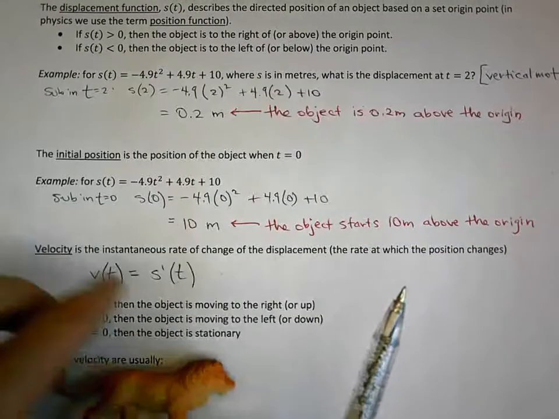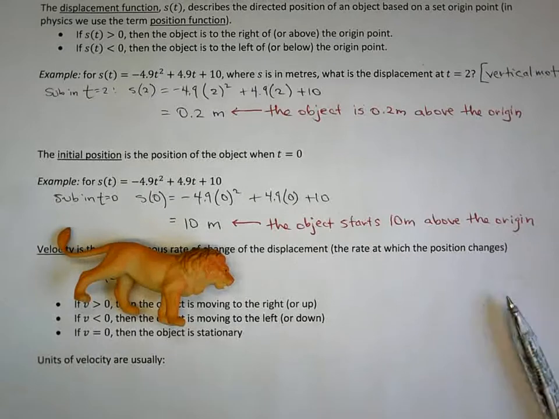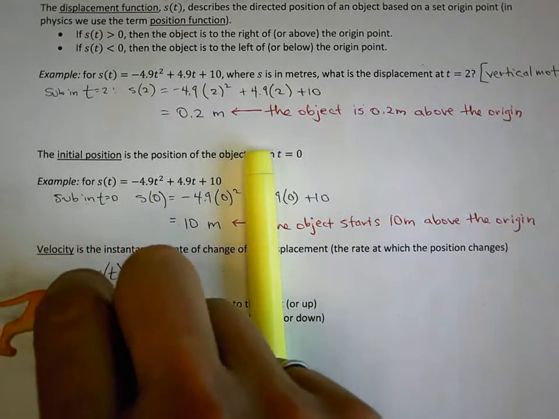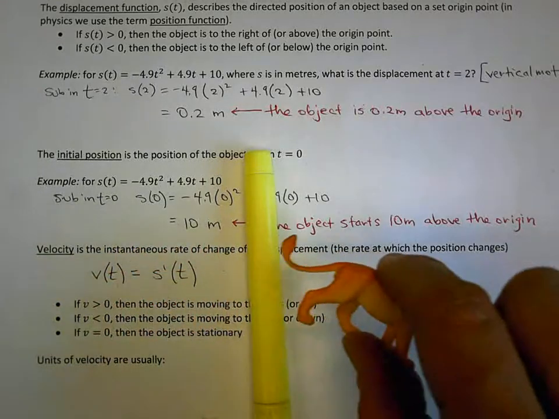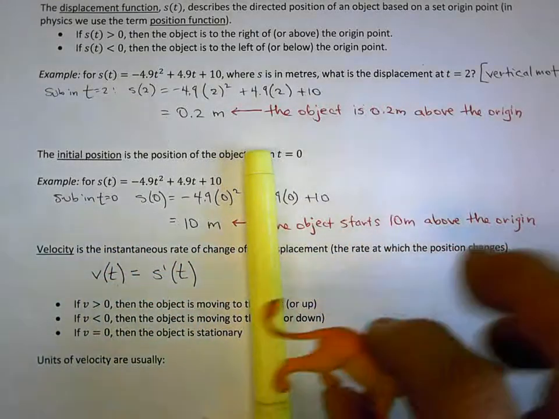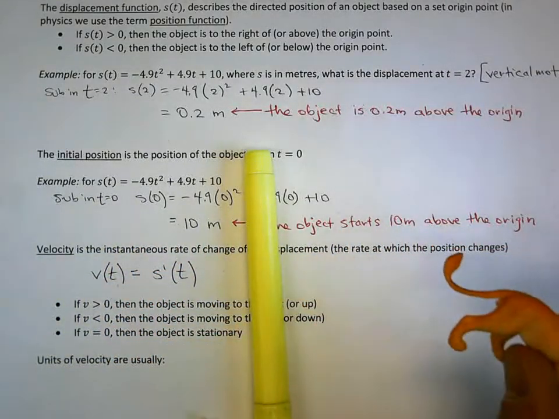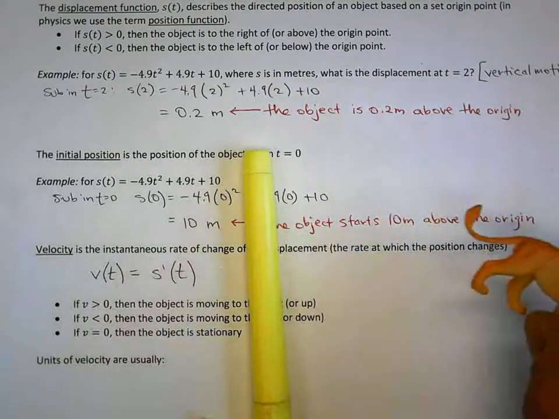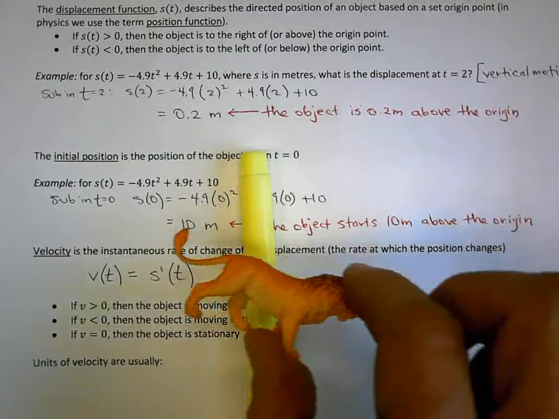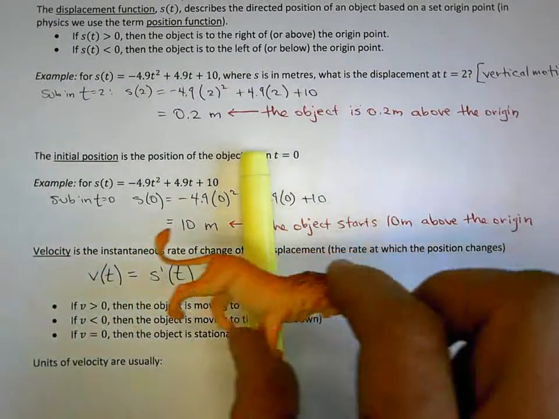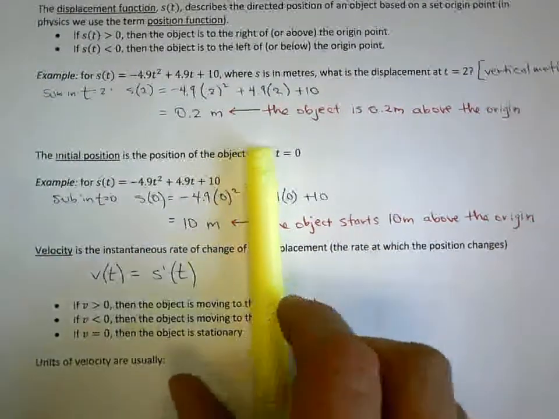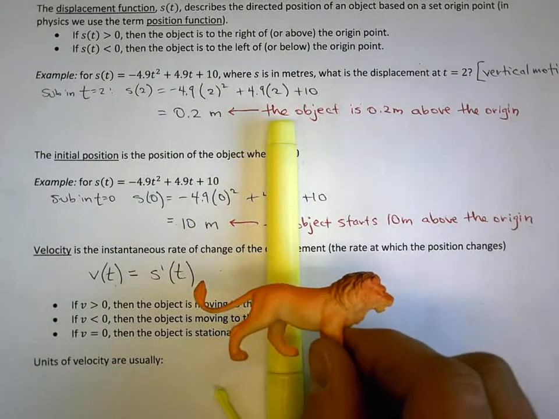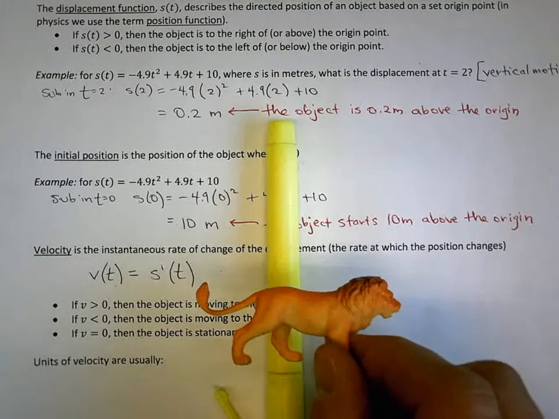All right, so you can kind of imagine that, right? If I have my friend of the moose here, my lion, if he's moving this way, his position is becoming more positive. So it's an increasing function, velocity is greater than 0. If he's moving this way, well, his position is becoming more negative, so he's moving to the left, and his velocity is negative. And if he's not moving at all, then we know that the rate of change is 0.